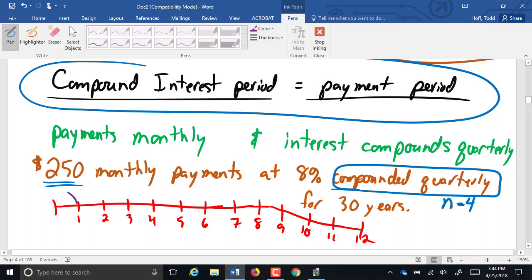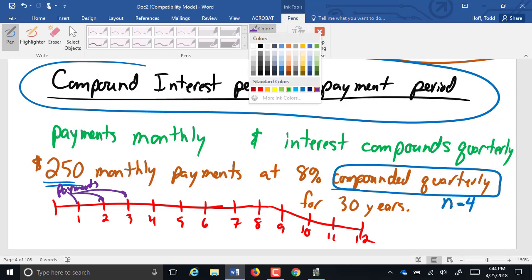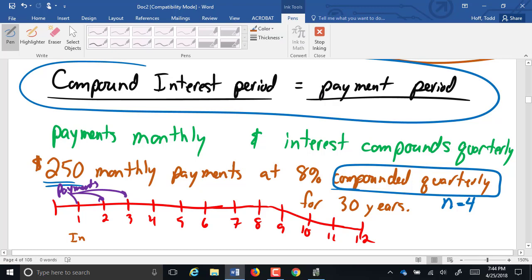We're making payments every month, right? But interest only goes in every quarter, every 3 months. So effectively, this payment I make here, this $250 I put in here, does that change? No, that $250 just sits there, right? How about this $250 here? It just sits there. So essentially what's happening is I'm putting in $750 at the end of each quarter.